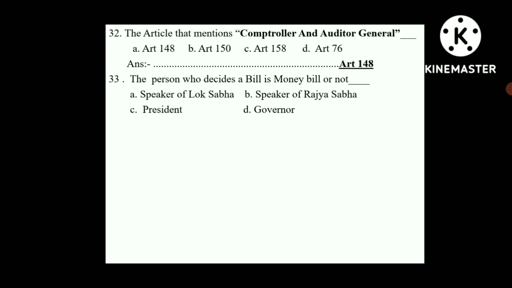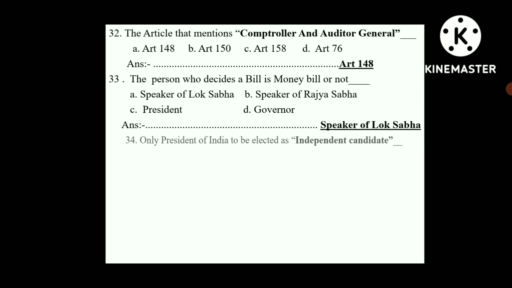The person who decides a bill as a money bill or not is the Speaker of Lok Sabha, Speaker of Rajya Sabha, President or Governor. The answer would be, it is the Speaker of Lok Sabha who decides whether a bill is money bill or not.